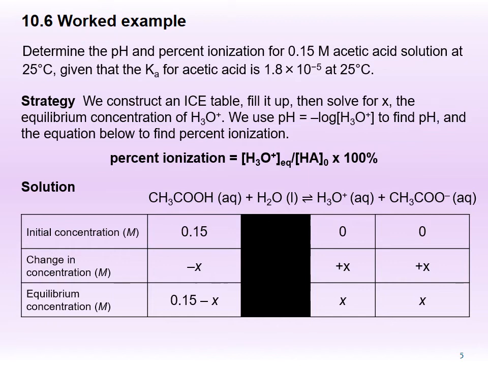Next, we construct the ice table and complete it. Solve for X, which is the equilibrium concentration of hydronium ion. We use pH is equal to negative log of hydronium ion concentration to find pH. Finally, we input the appropriate values into the percent ionization formula, which is equal to the hydronium ion concentration at equilibrium divided by the initial unionized acid HA concentration times 100%.